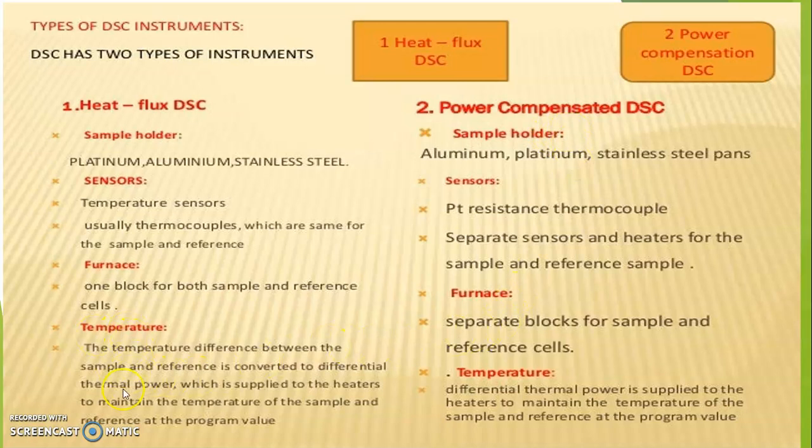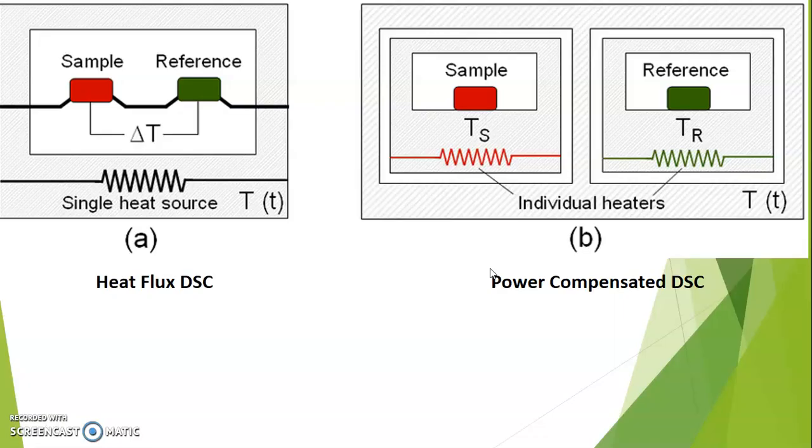Temperature: in heat flux DSC, the temperature difference between the sample and reference is converted to differential thermal power, which is supplied to the heaters to maintain the temperature of the sample and reference at the program value. While in the power compensated DSC, the differential thermal power is supplied to the heaters to maintain the temperature of the sample and reference at the program value. So these are the basic differences between the heat flux DSC and power compensated DSC. Now let us see these types of instruments one by one. So this is the block diagram for heat flux DSC.